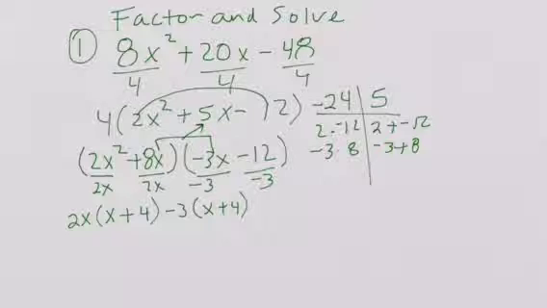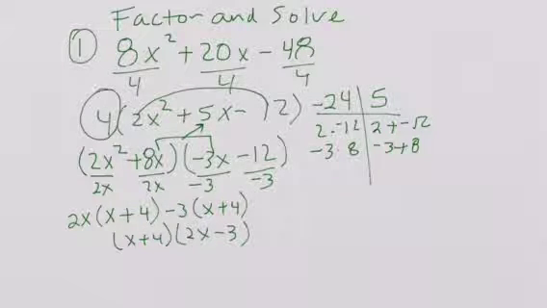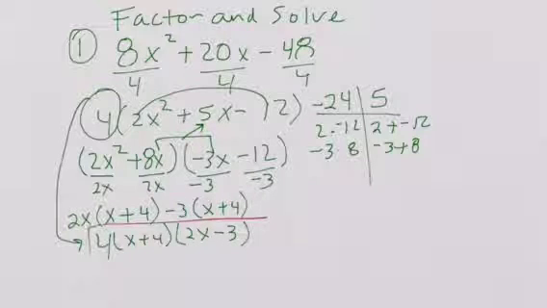Now we're going to look for the binomial they have in common. So the binomial we have in common is x plus 4. When we factor that out, we're left with 2x minus 3. Now we have to go back up and take that 4 that we took out at the very beginning and go ahead and add that to our answer. So if we were factoring, we would simply stop here.